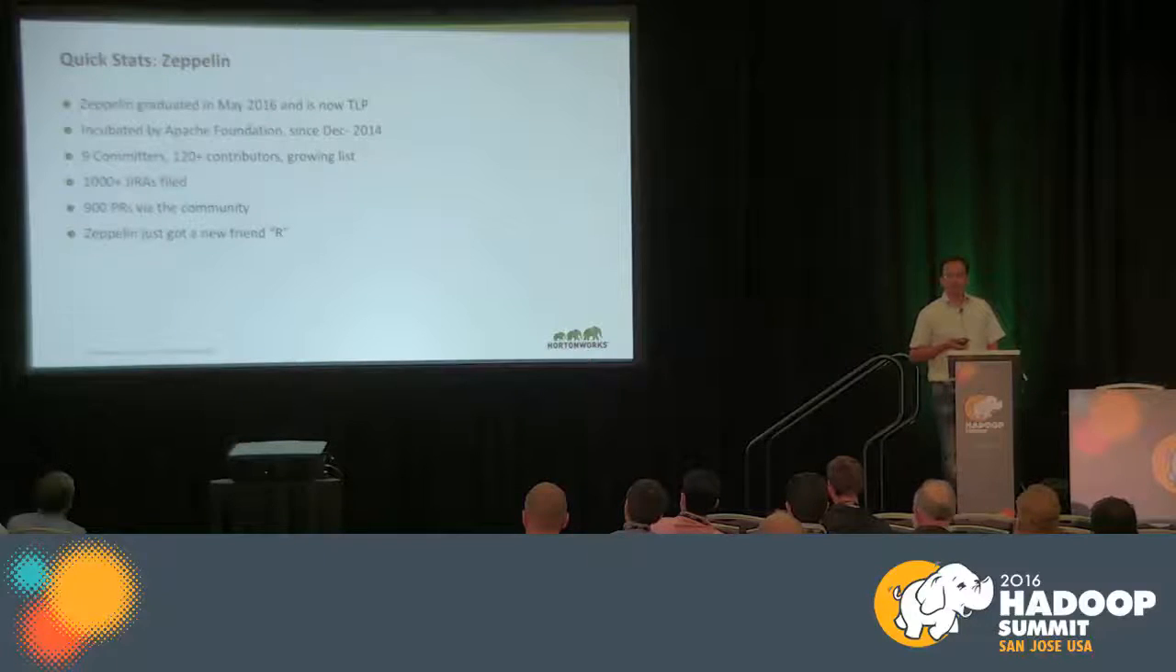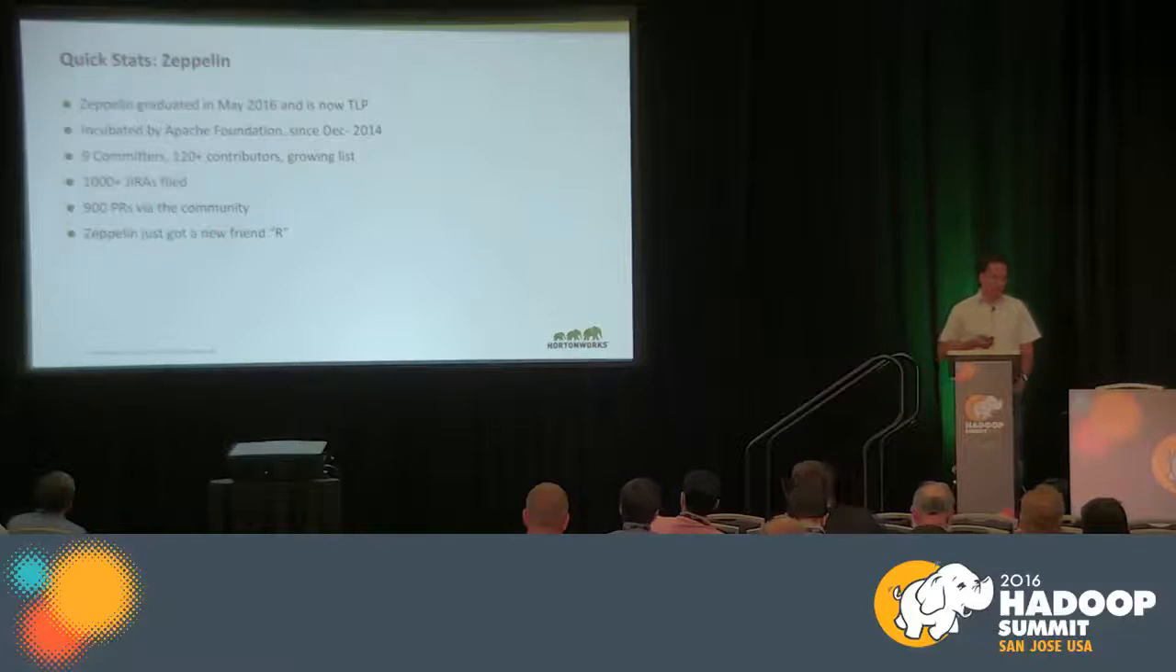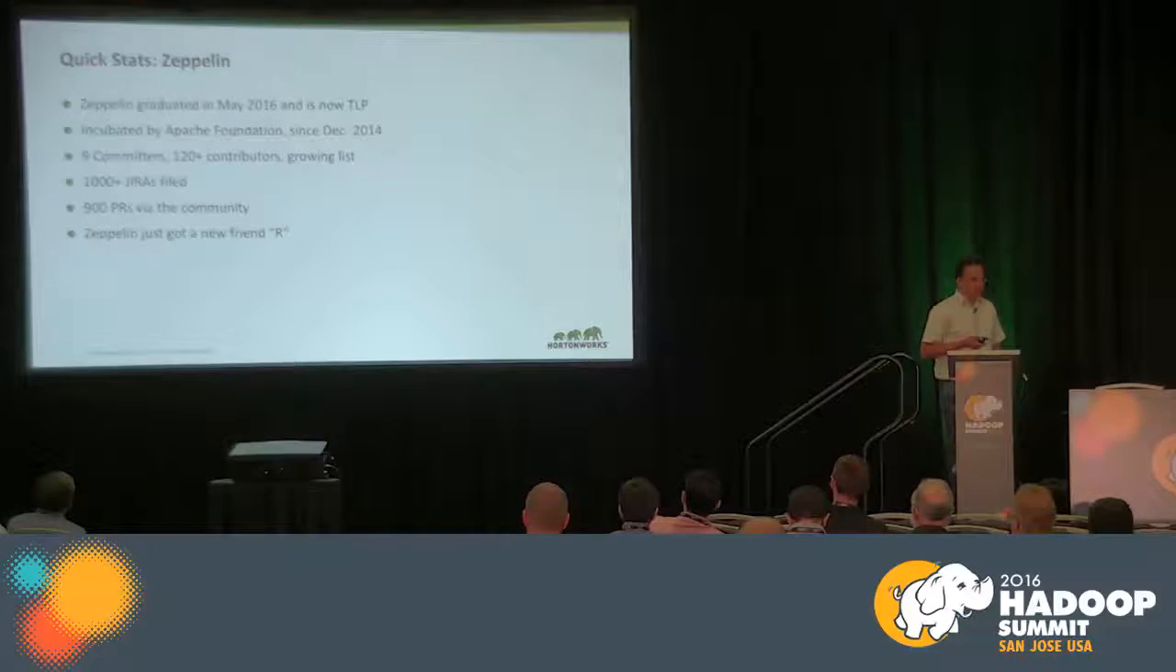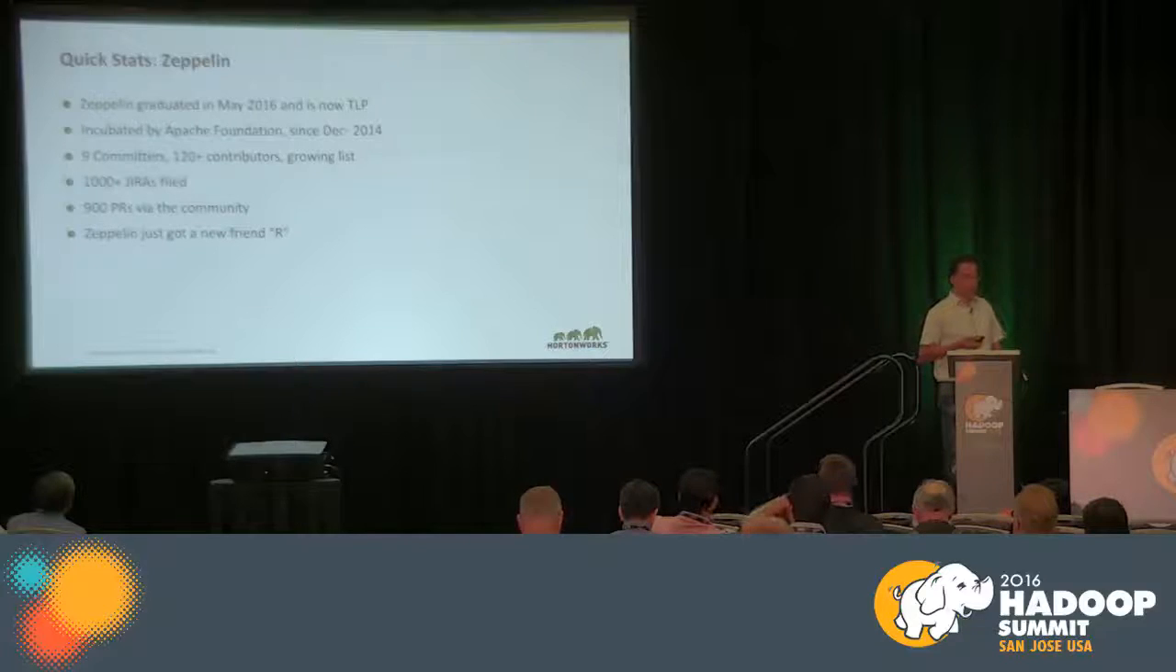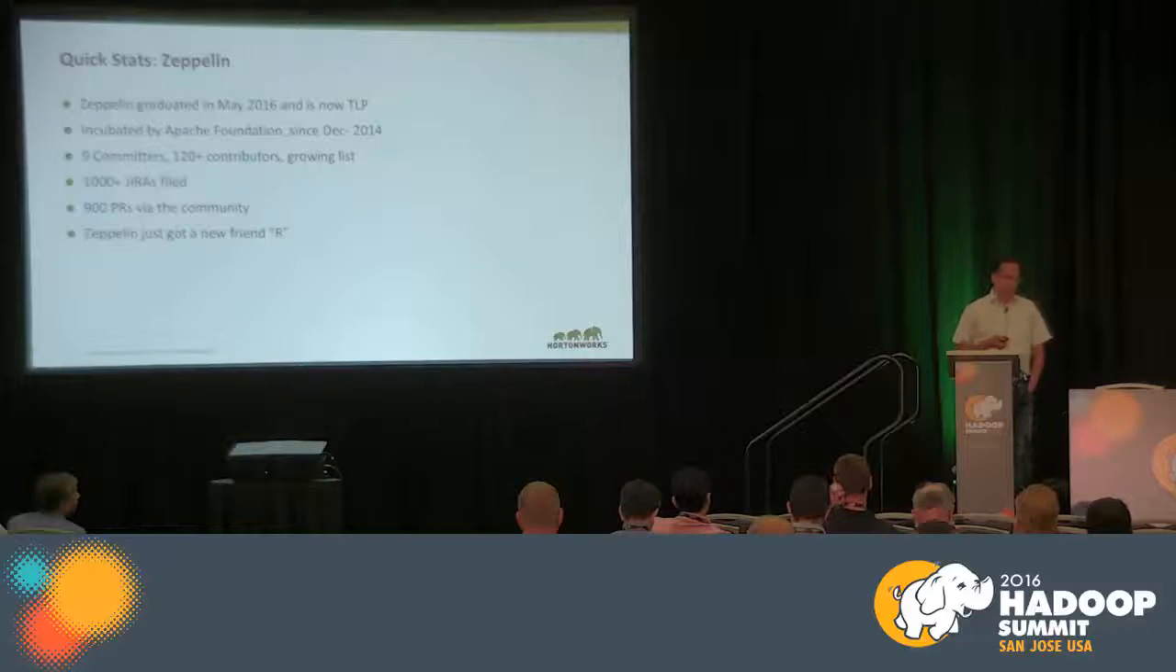In the last 3 weeks, the amount of check-ins that we've seen in Zeppelin is very, very exciting and encouraging. It basically shows there is a lot of interest from users, and in fact, even from the development community. And of course, we are getting more and more inputs and questions from our customers. Over 1,000 Jiras have been filed. There are about 900 pull requests via the community, and we also contribute significantly to that. There was a little bit of a problem with the R interpreter, but we've managed to tide over that, and we have the most recent interpreter as R.